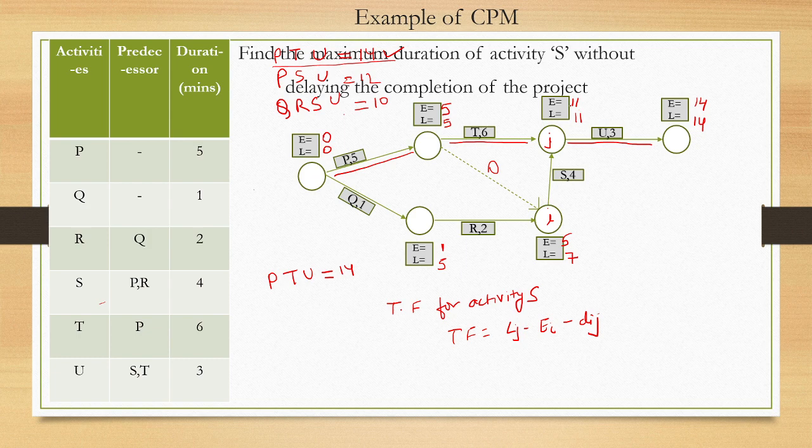So what is Lj here? 11, minus Ei 5, minus Dij 4, that is equal to 2. So this is the total float. So what will be the maximum duration of activity S? Max duration is equal to 2 plus 4, which is equal to 6 minutes. So this is the answer. Okay, let's move forward.